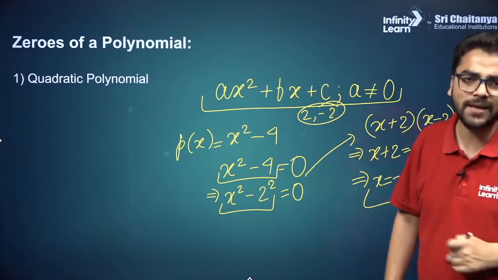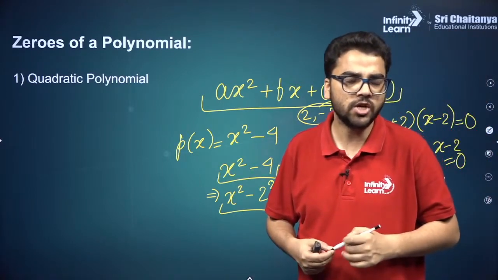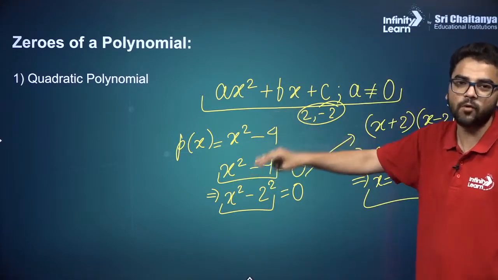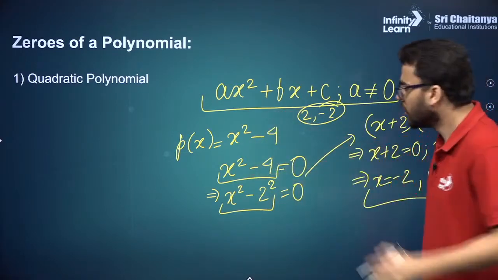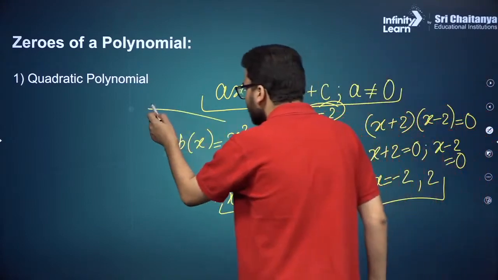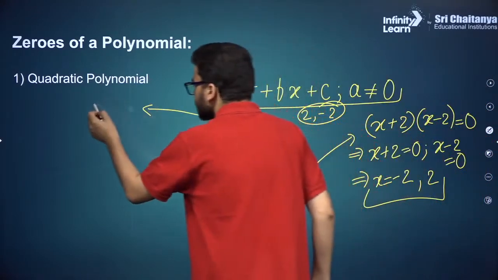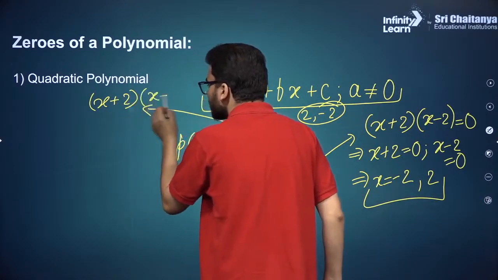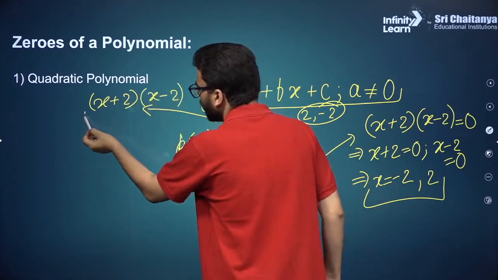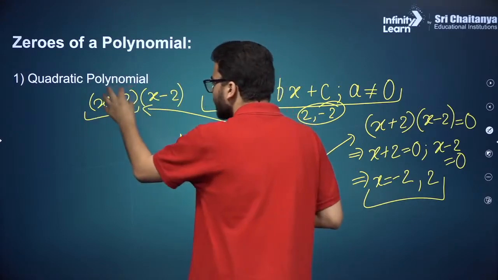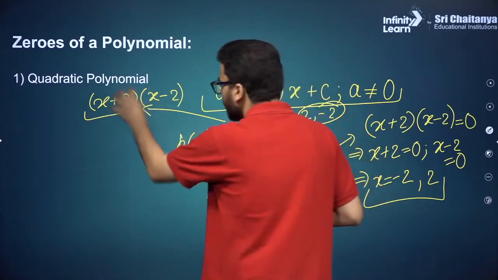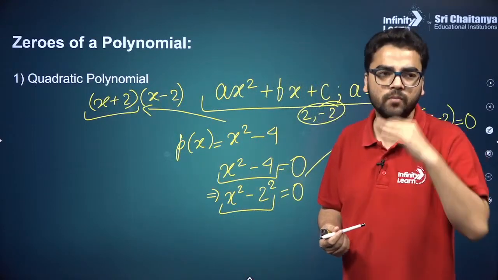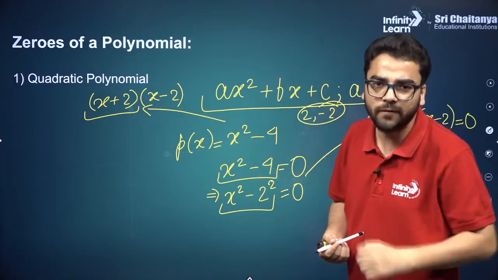Any doubt in this, Supertech, Adarsh, Anshul? Any doubt how we got the zeros of this quadratic polynomial? You can also say that you have factorized it. I have explained how to factorize it, so you can write x plus 2, x minus 2. From here itself you will see that if you put x equal to minus 2, this factor becomes 0, and then the whole thing becomes 0. So x equal to minus 2 is a zero of this polynomial.